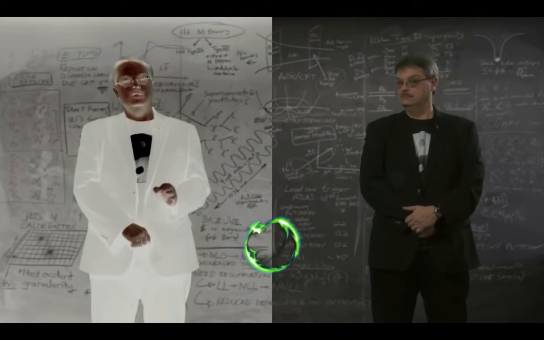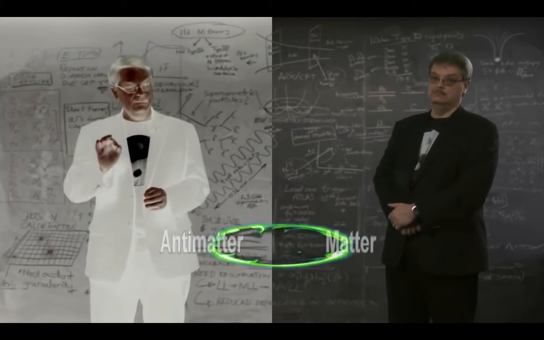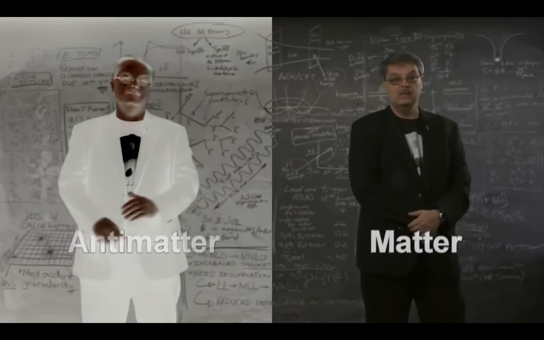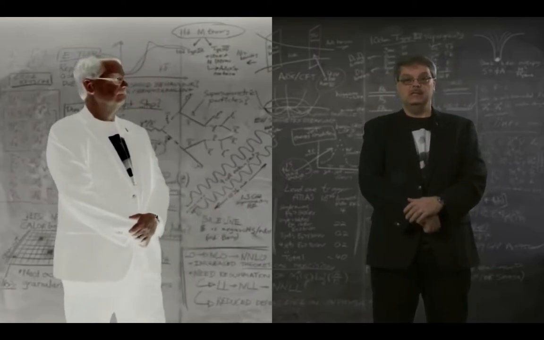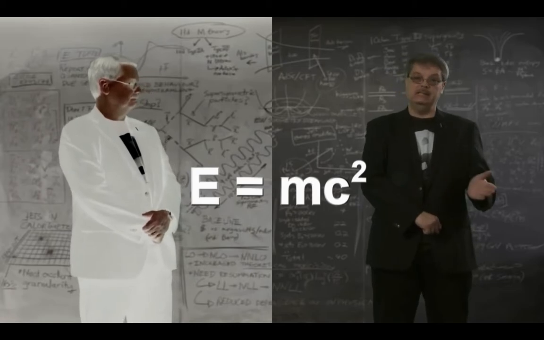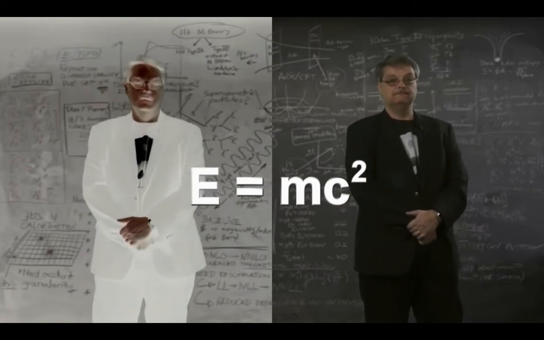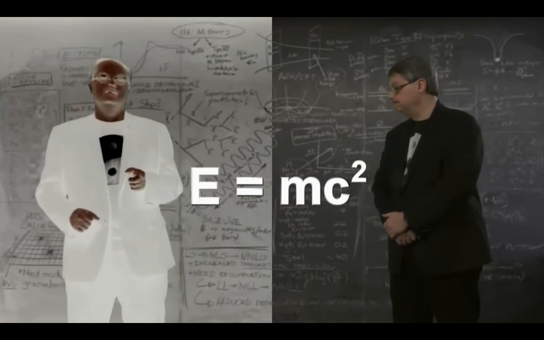When we convert energy into a particle of matter, we must at the same time create an identical number of particles of antimatter. It's always the same. So what Einstein's equation means is that you can convert energy to matter and antimatter, and you can combine matter and antimatter to make energy.